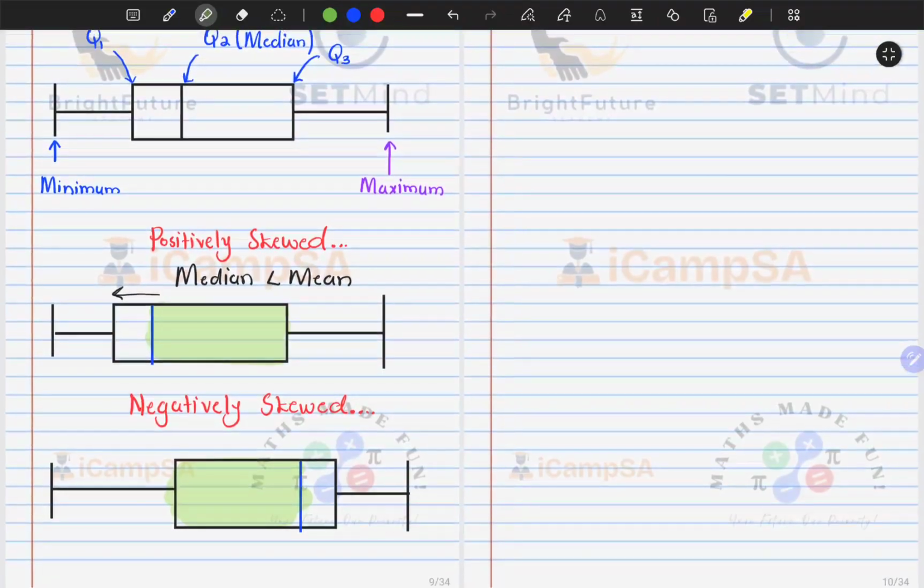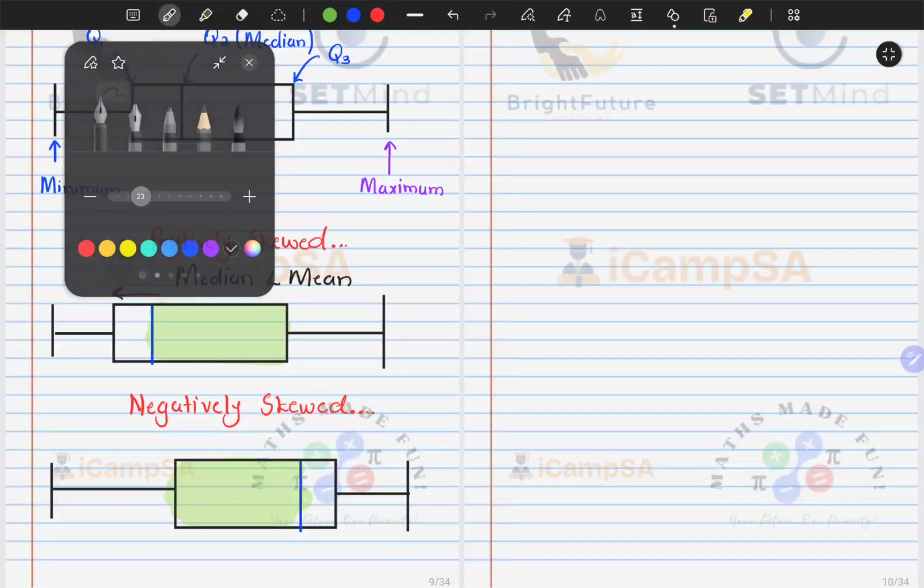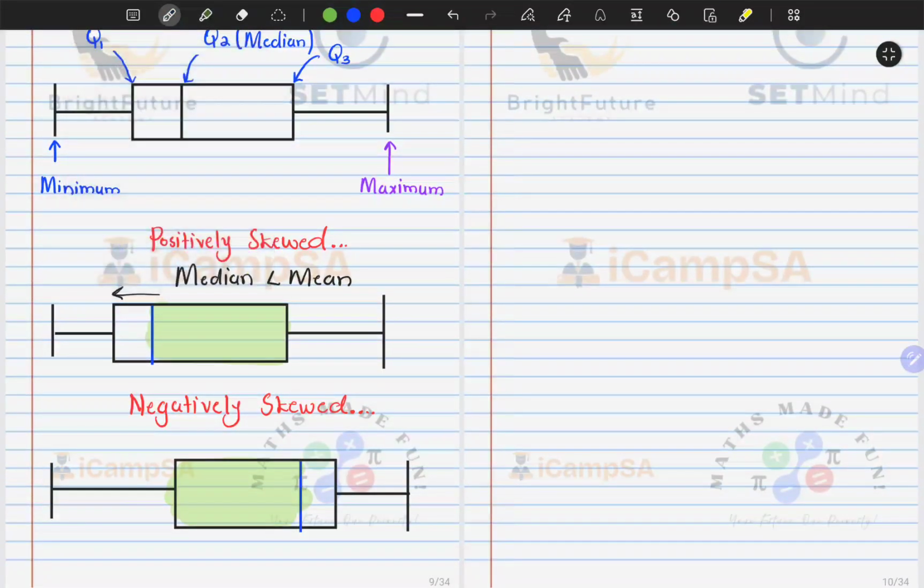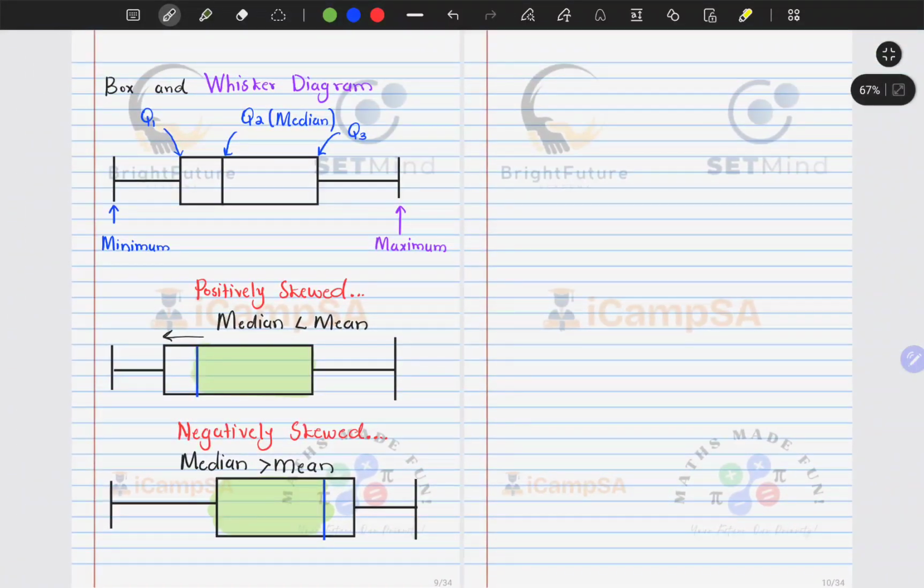And when does this happen? Well, this will happen whenever your median is greater than your mean. So if your median, which is Q2, is greater than your mean, this is when this happens. Okay. And we'll draw it for the problem that we're working on.